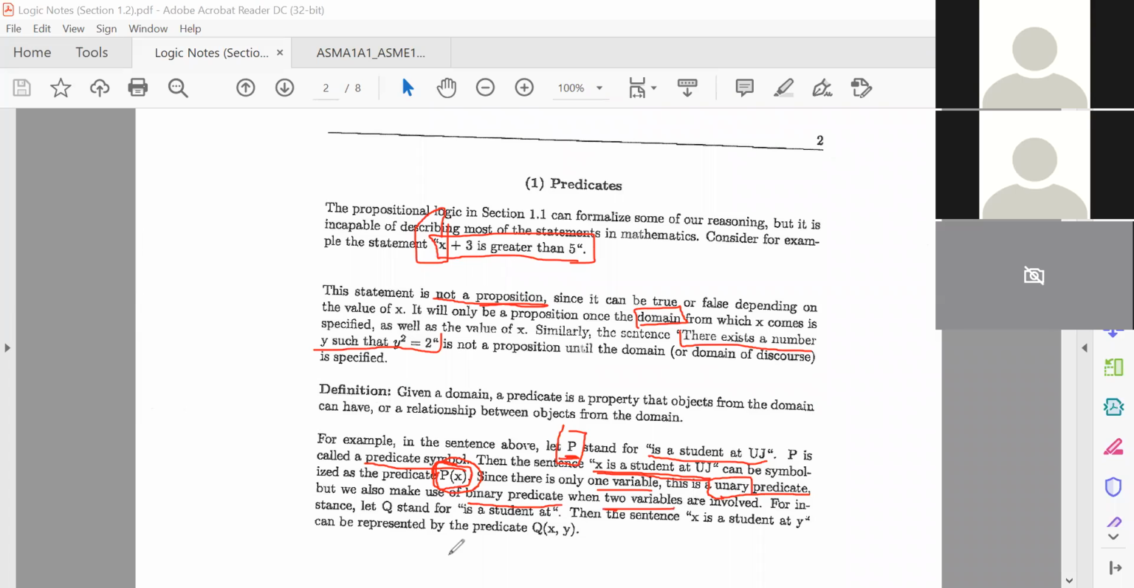For example, I can say let Q stand for "is a student at". Then the sentence "X is a student at Y" you can write as the predicate Q(X, Y). It's going to be the sentence X is a student at Y. So you see, you can have a unary predicate, you can have a binary one. It can even go up to 3 variables or more, but for now we'll try and stick to a maximum of 2.